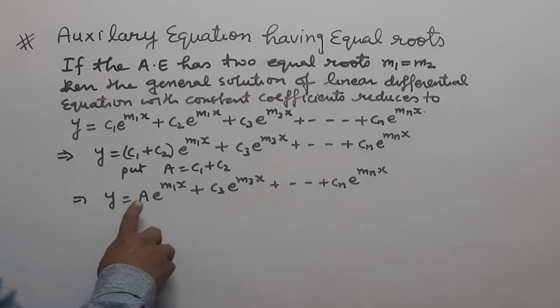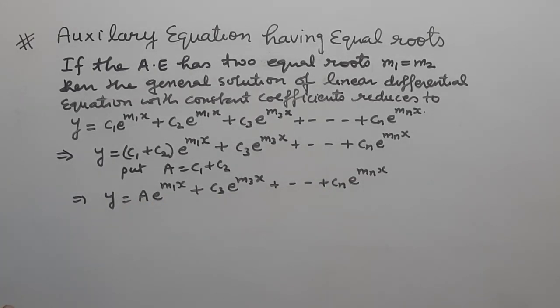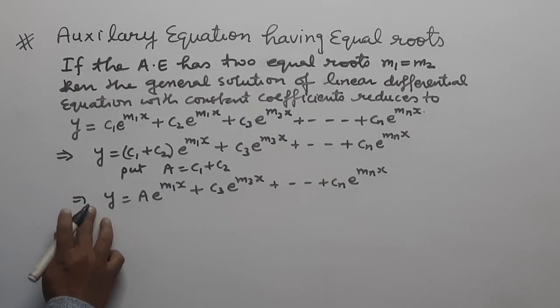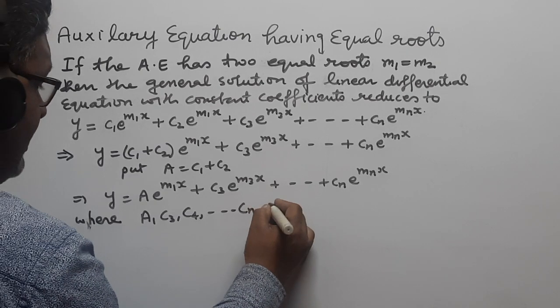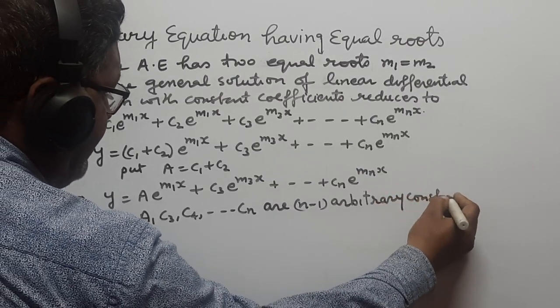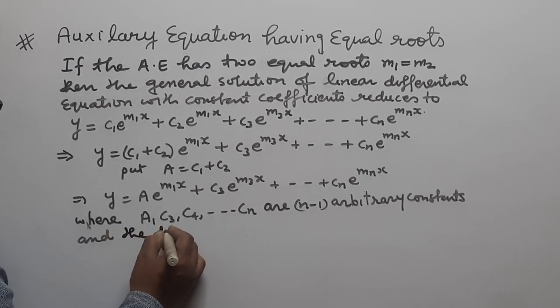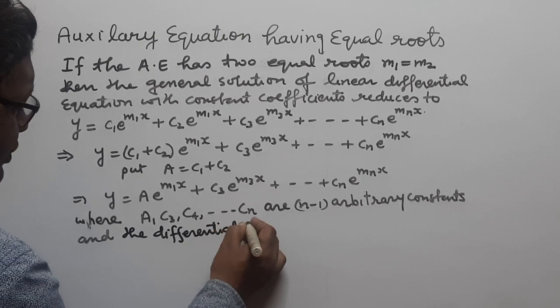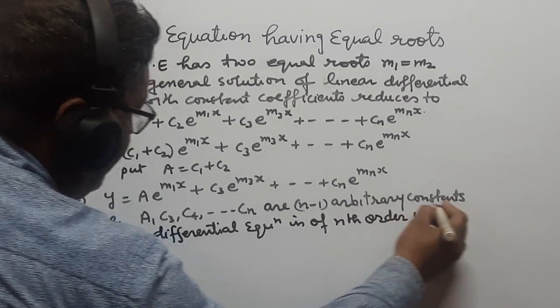You can see here the arbitrary constants are a, c3, c4 up to cn, so there are n minus 1 arbitrary constants, and the differential equation is of nth order, which is not possible.